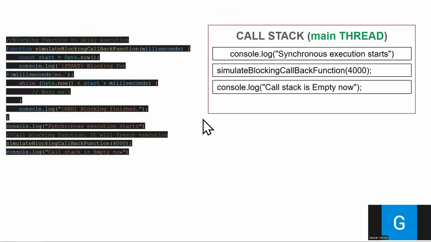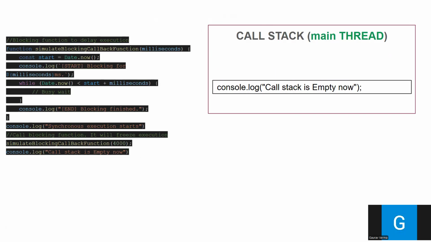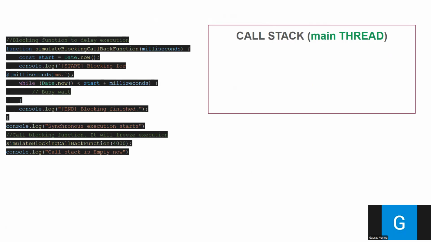So this is my main thread. Understand it in a simpler way: this is the main thread where all the code would be executing. First, this code, synchronous execution starts, would execute, and once this execution completes, it will be removed from the stack. Executed, removed. Now this function will execute. It will keep waiting, and then it will be removed. Then this will execute, and this will be removed. Now finally the call stack would be empty.